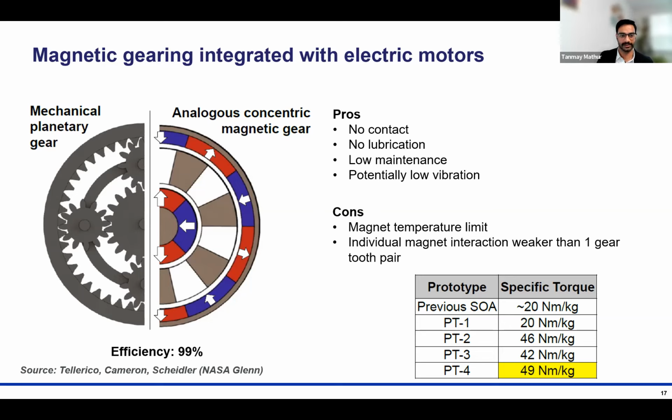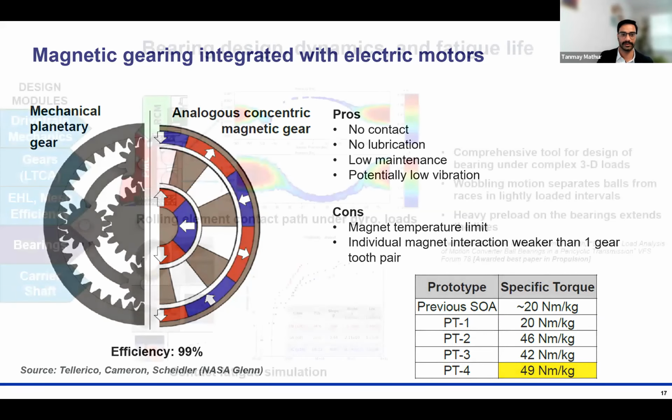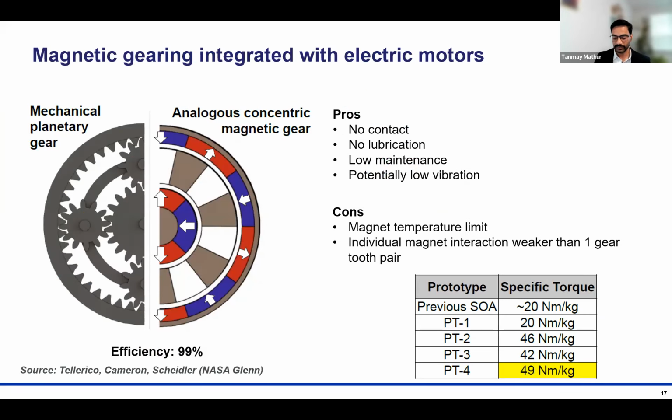The idea here is to achieve the same gear ratio by using electromagnets instead of contacting rolling elements. So the pros here are that you don't have to deal with contact. No contact means you don't have to deal with lubrication. Then it would be low maintenance. You don't need to spend a lot of money in maintenance, and potentially there would be low vibration too.